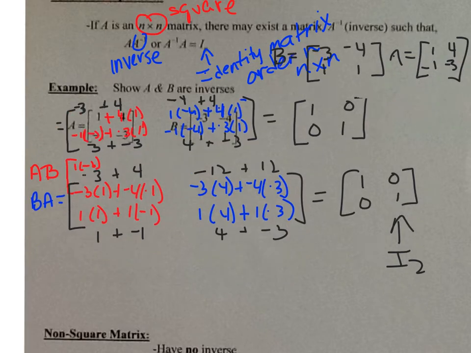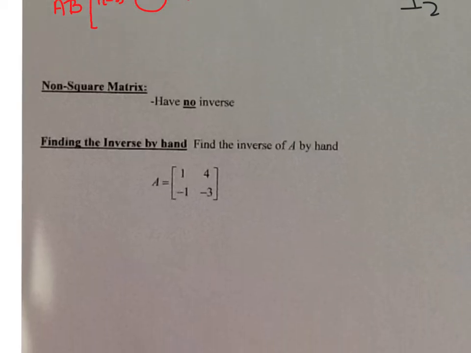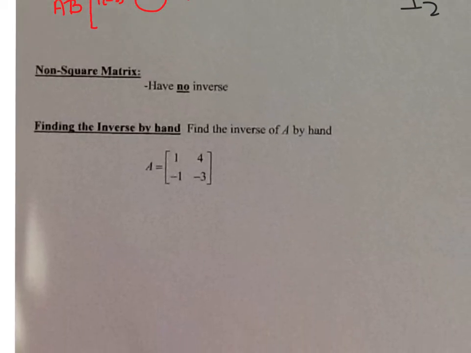Okay, so if you have a non-square matrix, so let's say you have a 3 by 2, a 4 by 2, a 2 by 3, that does not have an inverse. It has to be a square matrix in order to have an inverse. So non-squares do not have an inverse. Okay, so now how do we find the inverse by hand?